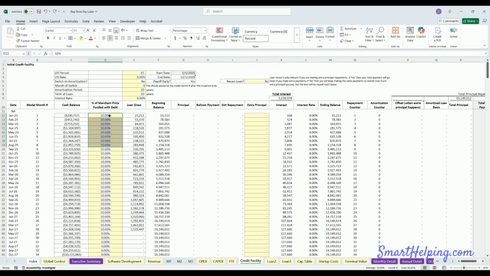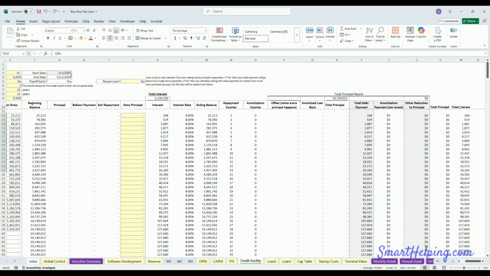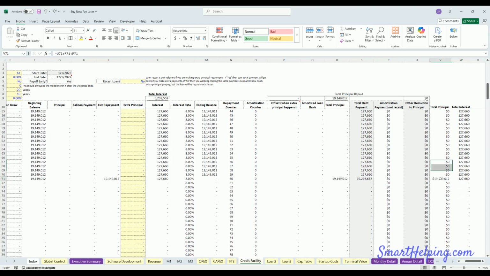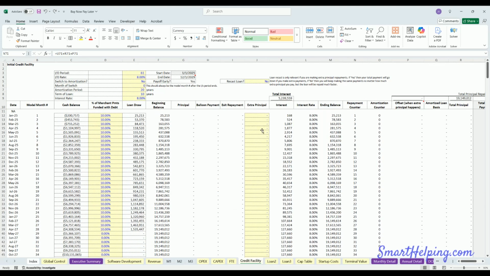So you're gonna borrow some percentage of the merchant payments that you got to send out. You have to pay interest on this, obviously, over time, which is going to be here. And then at some point, at the end of the forecast, you got to pay back whatever the balance is on that. You can also do manual repayments here.